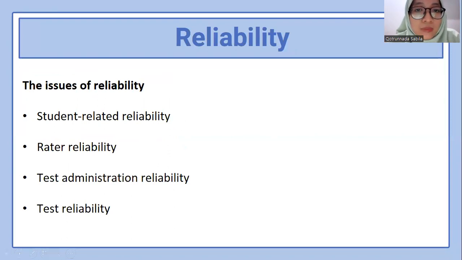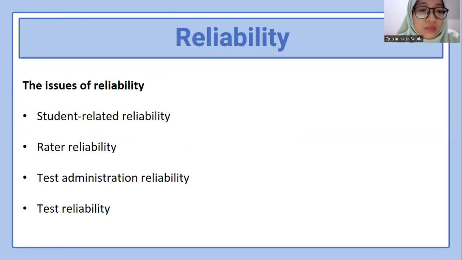And then reliability. The issues of reliability of a test may best be addressed by considering a number of factors that may contribute to the unreliability of a test. Consider the following possibilities. The first, student-related reliability. The most common learner-related issue is reliability.